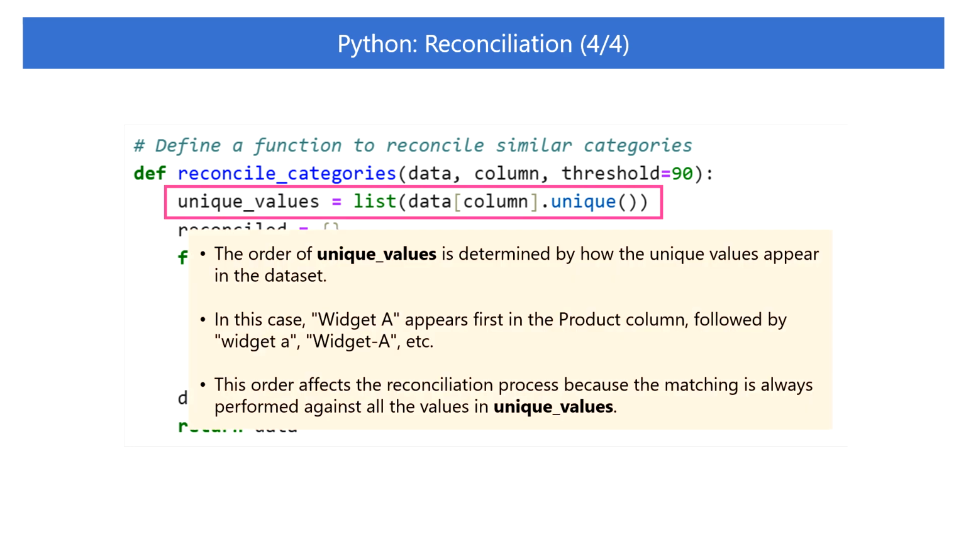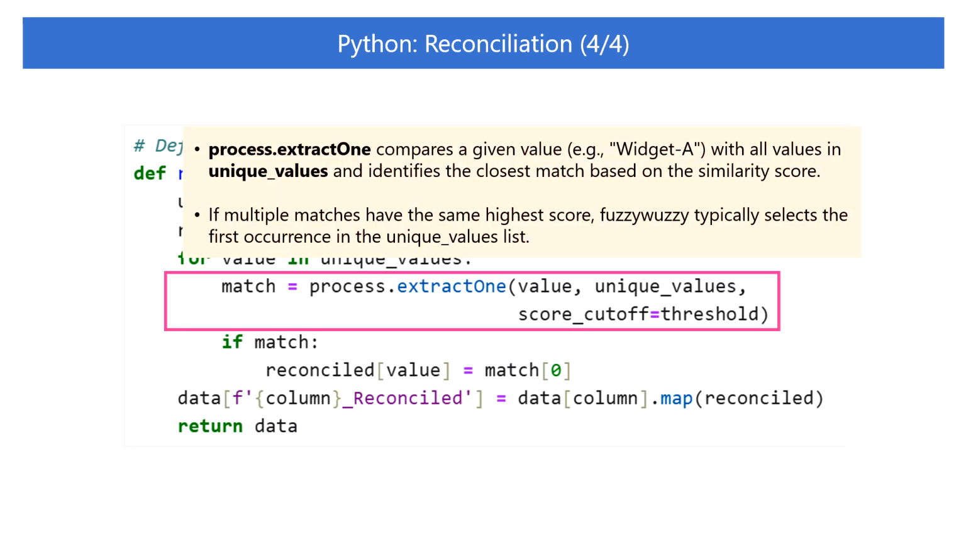The reconciliation process starts by iterating through the list of unique values. Here, the order of unique values is determined by how the unique values appear in the dataset. In this case, widget large A appears first in the product column, followed by widget small a, widget -a, etc. This order affects the reconciliation process because the matching is always performed against all the values in unique_values. The process.extractOne function compares a given value with all values in unique_values and identifies the closest match based on the similarity score.